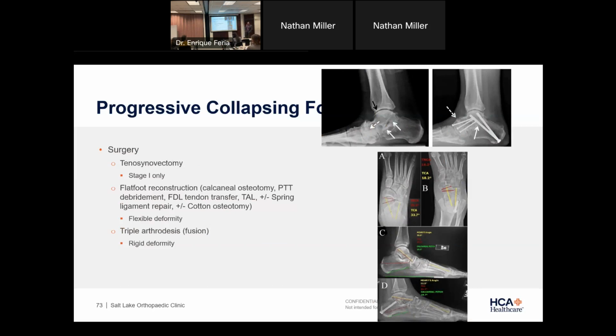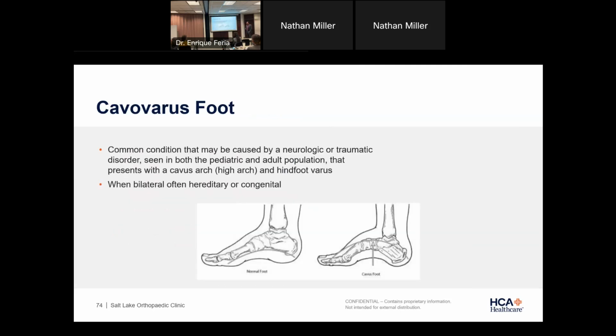Like at the top here, you can see an example of what a fusion looks like before and after surgery. And then this is showing you before and after flat foot reconstruction. And again, patients typically, it's a 4 to 6 month recovery, I tell them, from something like this. So it does take a while to recover.